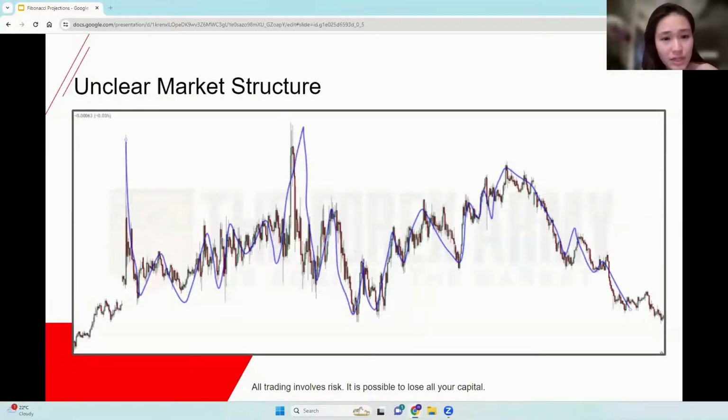So here's an example of an unclear market structure. So once again, it is choppy with a significant drop here, significant highs here, but you can see there isn't really a clear market structure.